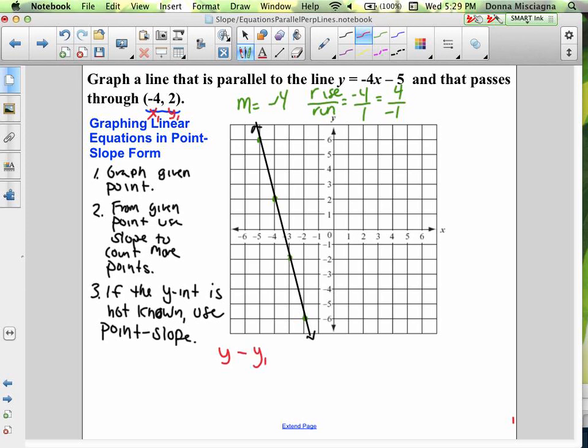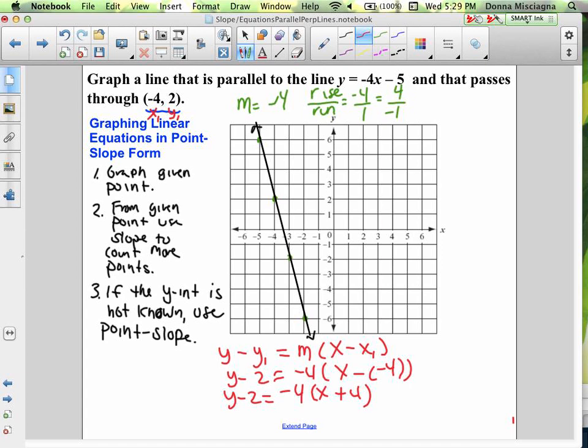I'm going to write the form: y minus y1. The y stays, the y1 is replaced with the y coordinate of a point, equals m, which we replace with the slope, x stays, and then minus the x coordinate of our point. So we have y minus 2 equals negative 4 times x minus a negative 4. Of course, we simplify that double negative: y minus 2 equals negative 4 times x plus 4.